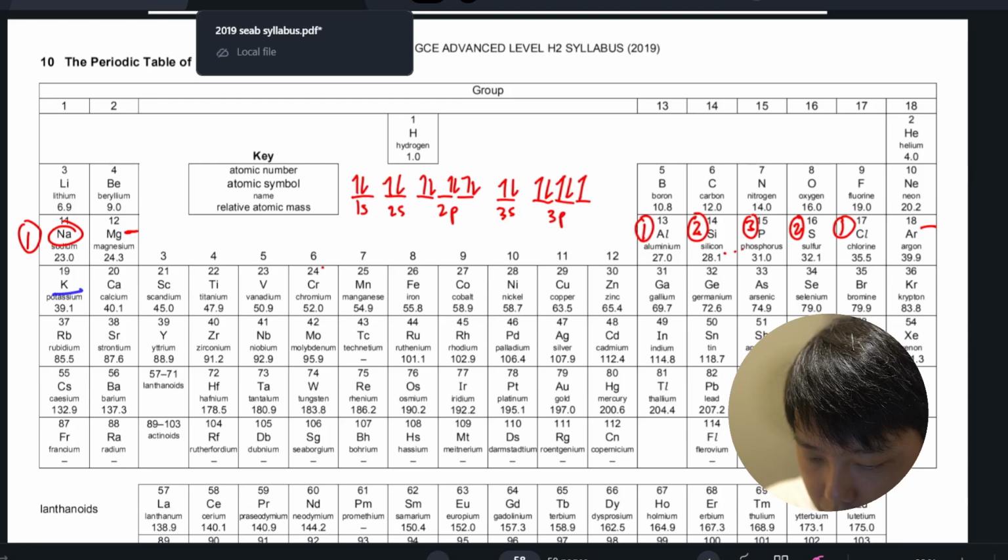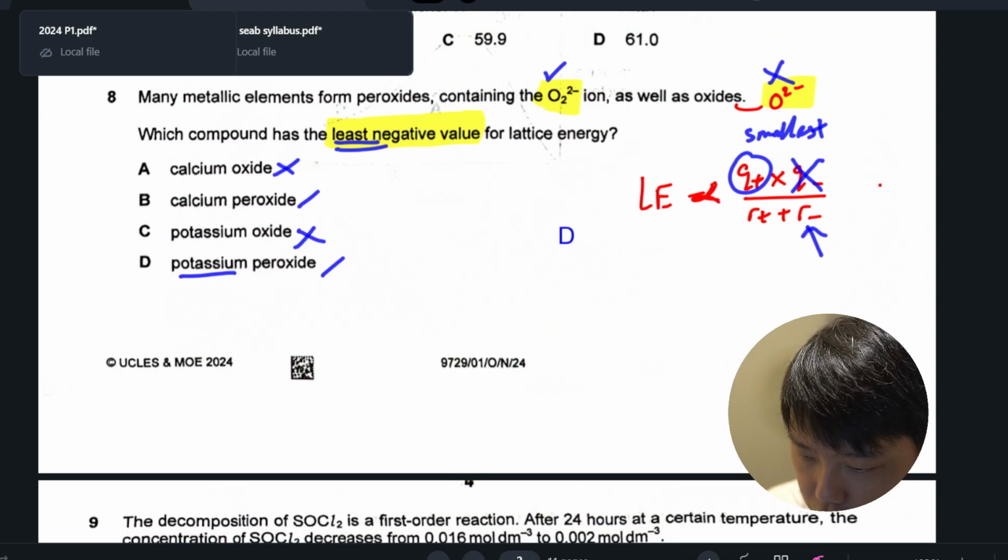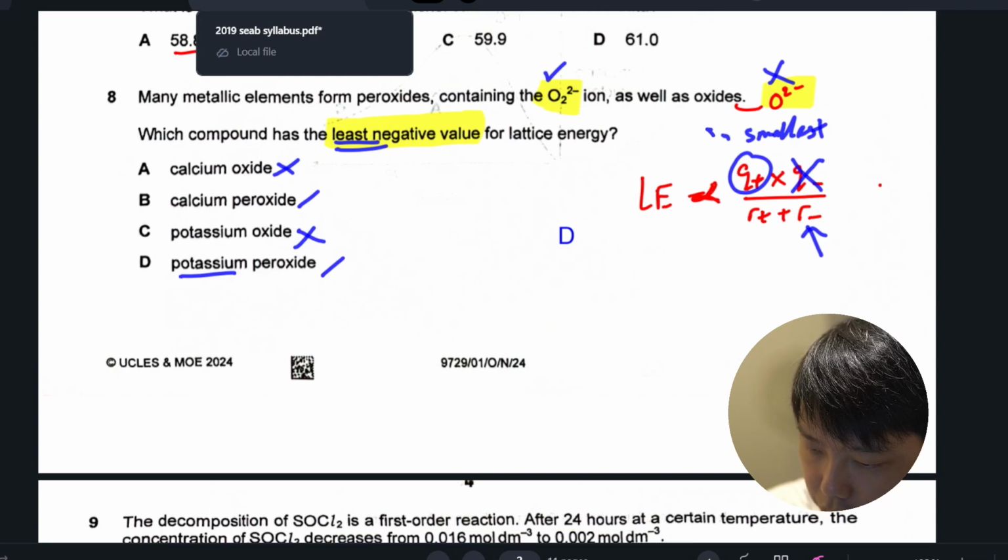Okay, actually they are in the same period, yeah. So we'll just base that on the charge, because it's going to have a much bigger influence on the value for lattice energy. Okay, so our answer here is D.